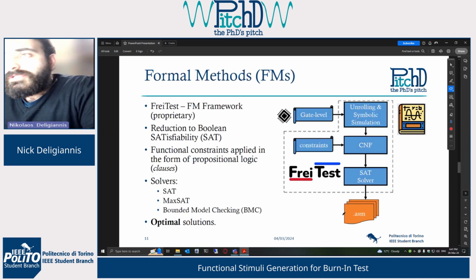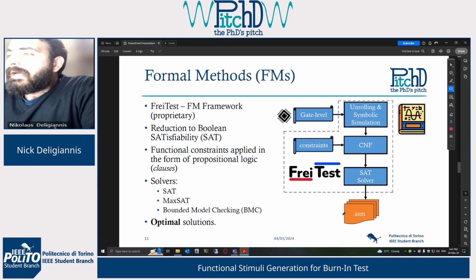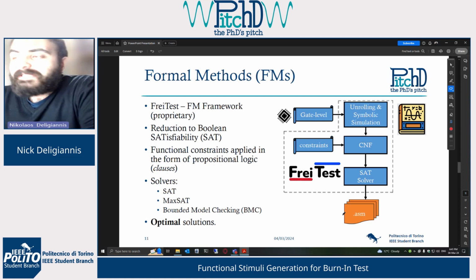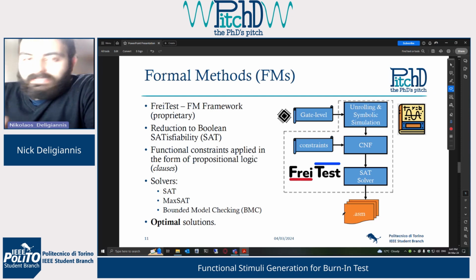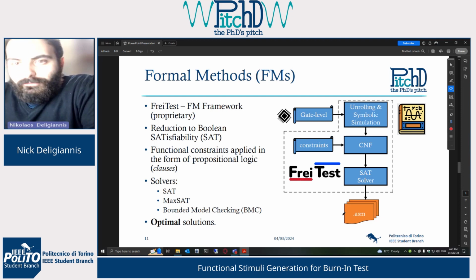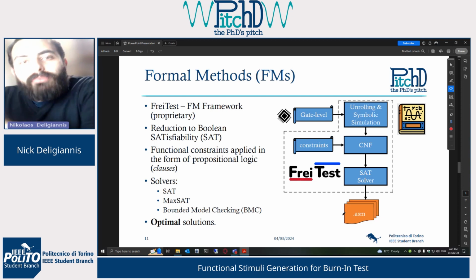We rely on formal methods, or FMs, as they are abbreviated. And the formal methods are practically rigorous mathematical tools that are very much liked because they offer optimal solutions. Now, the goal here is to reduce the problem to the problem of Boolean satisfiability, so to move from the domain of digital logic to propositional logic. This is performed by getting the gate level form of the circuit and by performing what's called circuit unrolling on top of symbolic simulation. We are able to extract the Boolean formula of the circuit.